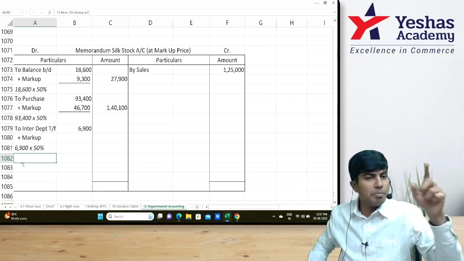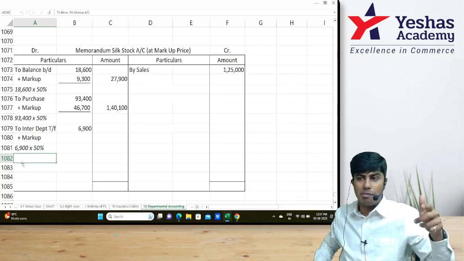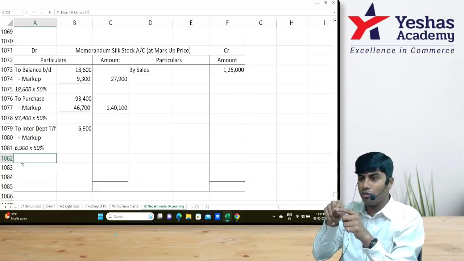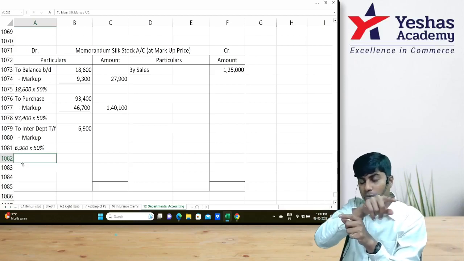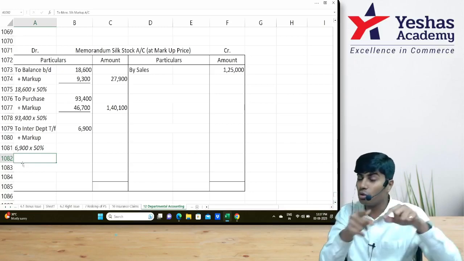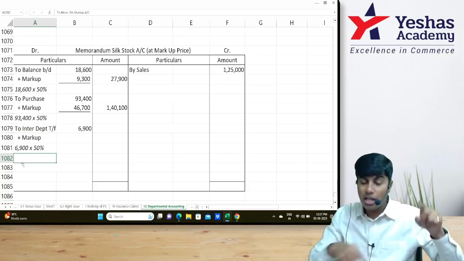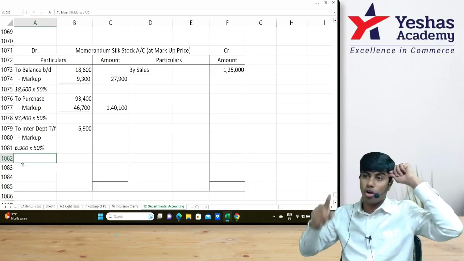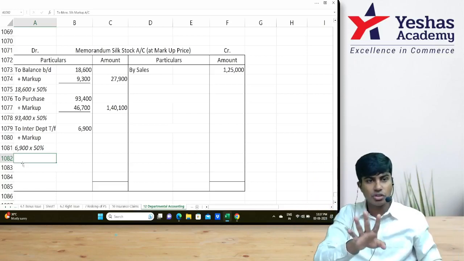You remember department A sends goods to department B, department B sends goods to department C. Department C stock, do we remove unrealized profit only of department A, or only of department B, or also of department A? Such double thing I told you, don't have to do that. That gets adjusted in department B. Here, if you don't take 6,900, you would have to do that double removal of unrealized profit at a later stage, which is not there.